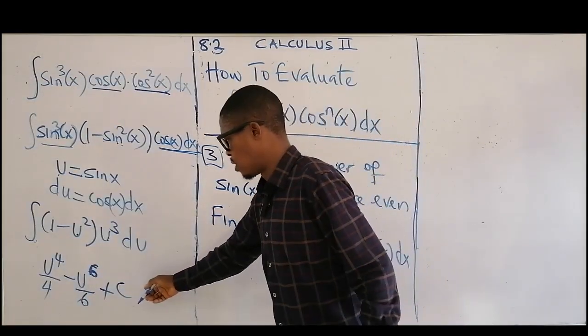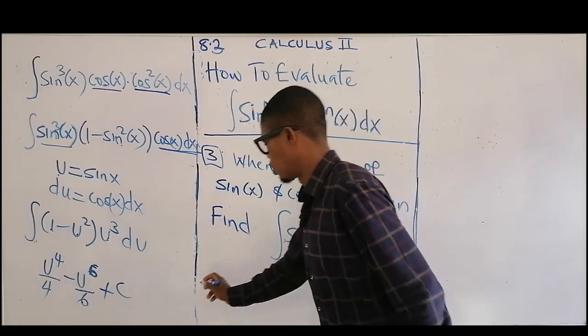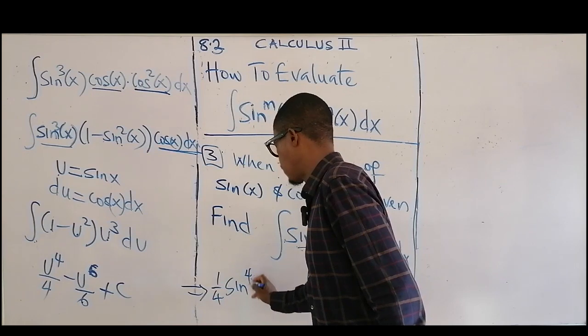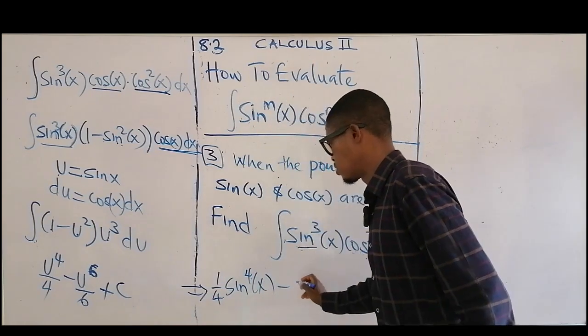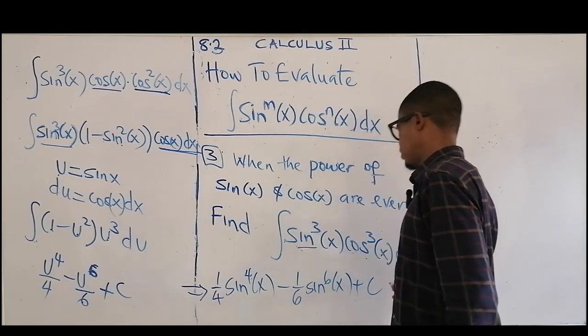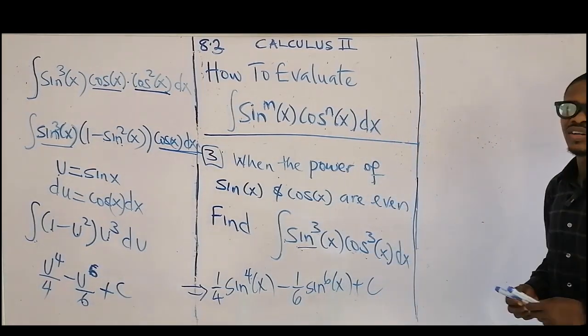So the final thing to do now is to return the u back. My u is sine x, so that is 1 over 4 sine to the power 4 of the function, then minus 1 over 6 sine to the power 6 of the function, plus c. So that's that on this question.